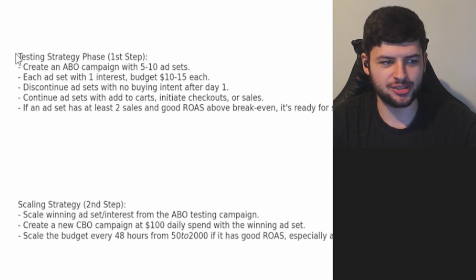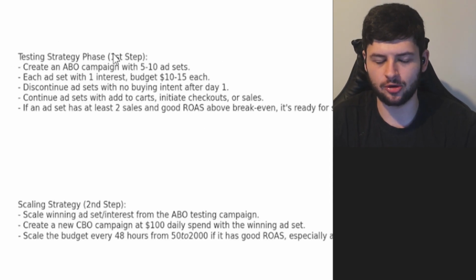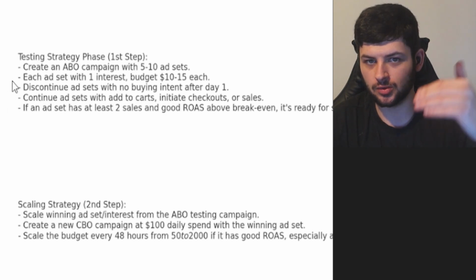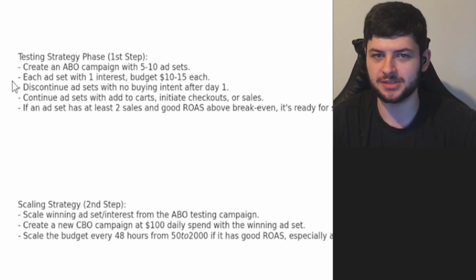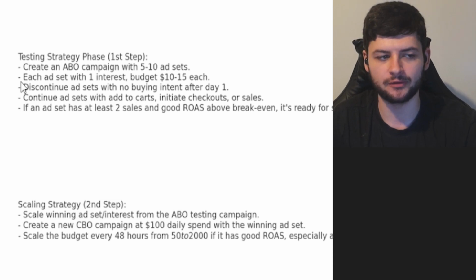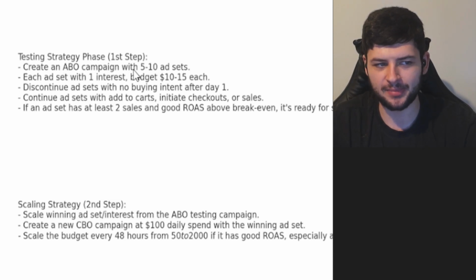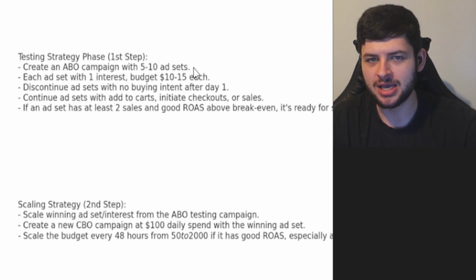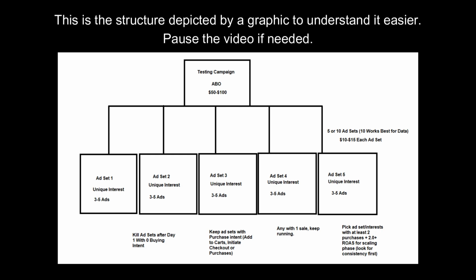So in our testing strategy, this is the phase where we actually test a product. The first thing we want to do is create a basic ABO, which is obviously an ad budget optimization campaign on Facebook. And we want to create this ABO campaign with 5 to 10 ad sets. Now, this is based on your budget. If you've got $100 to spend, then that's going to be 10 ad sets at $10 each. If you've got $50 to spend, that's going to be 5 ad sets at $10 each.